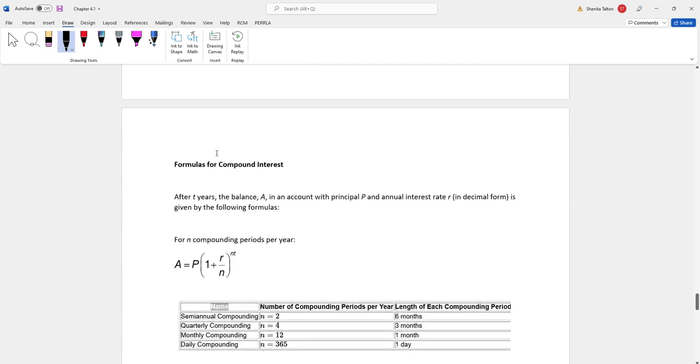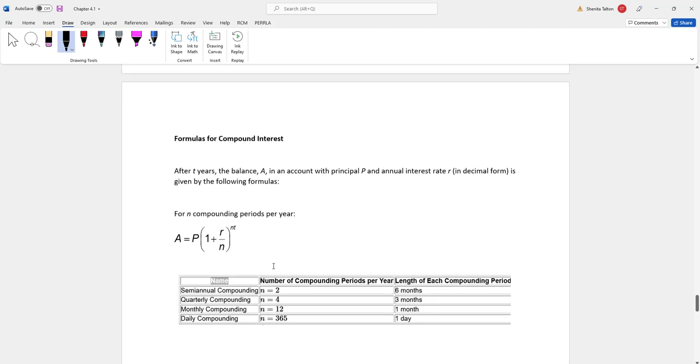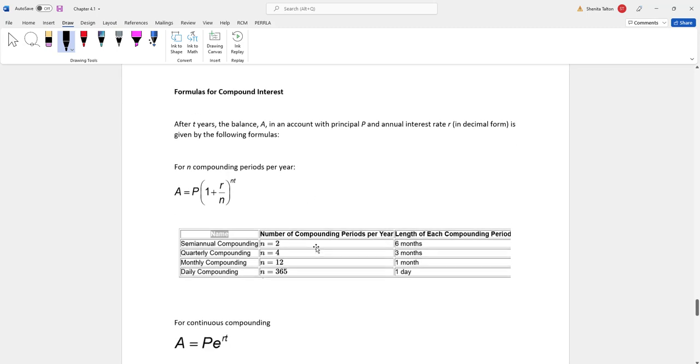All right, the next part we're going to talk about compound interest. After t years, the balance A in an account with principal P and the annual interest rate r in decimal form is given by the formula A is equal to P times 1 plus r over n raised to the n times t power. n represents the number of compounding periods per year.